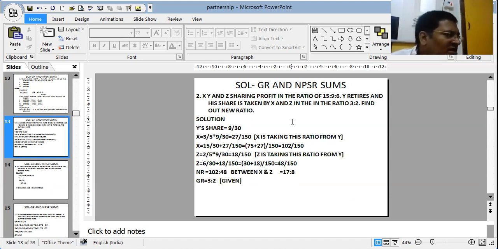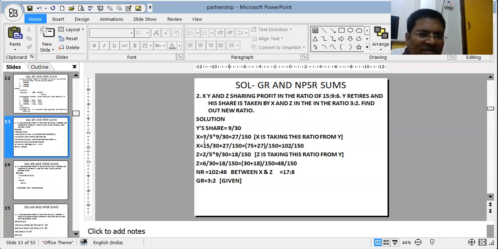Means X will take 30,000, Y will take, Z will take 20,000. So similarly, not in the rupee terms, but in fraction terms it is given. It is given 9/30 is his ratio. Y, see, 15 plus 9, 24 plus 6, 30. That means 9/30 is Y's share, which is taken in the ratio 3:2 by X and Z. So X is getting 3/5 of 9/30, and Z is getting 2/5 of 9/30.